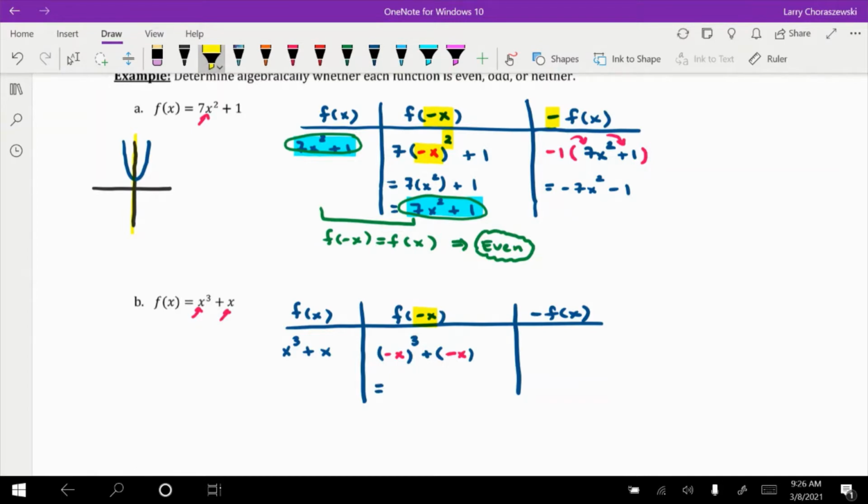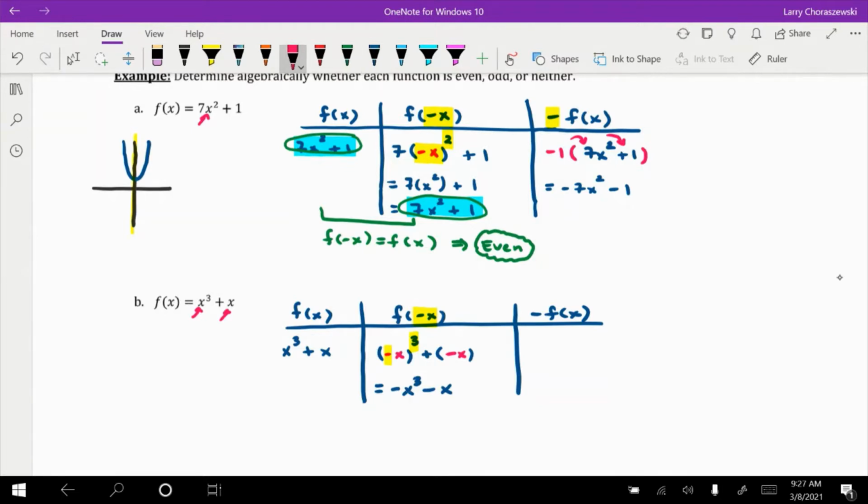Now, when we raise a negative expression to an odd power, it remains negative. So there are three negatives getting multiplied together here, and the end result would be negative, in particular, negative x cubed. And then I'm just going to rewrite the last part of the expression with direct subtraction. So we get negative x cubed minus x.